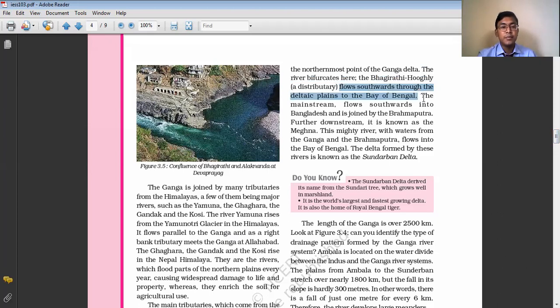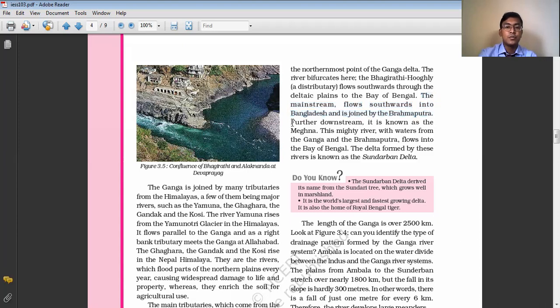The mainstream of the river Ganga enters Bangladesh. The mainstream flows southward into Bangladesh and is joined by the river Brahmaputra. So here the river Ganga gets bifurcated into two, Bhagirathi and Hooghly, and the mainstream, the Bhagirathi, enters Bangladesh. It flows for quite a distance in Bangladesh, where it is met by the river Brahmaputra. Again it flows towards the Bay of Bengal and finally joins it. Further downstream, it is known as the Meghna.